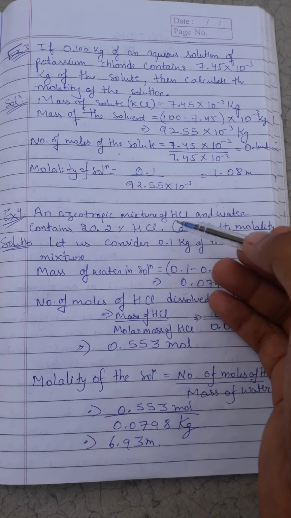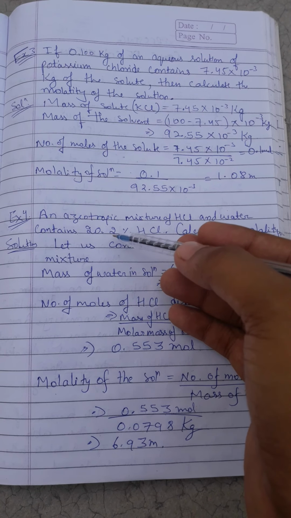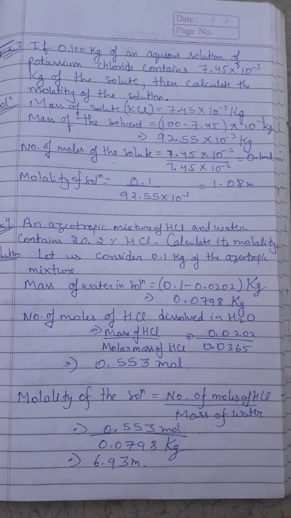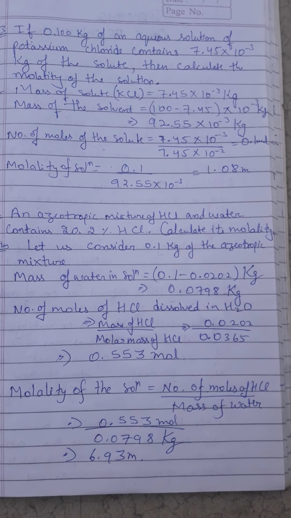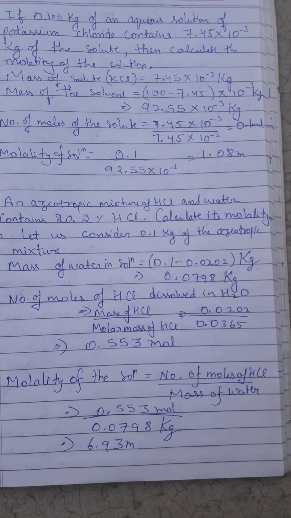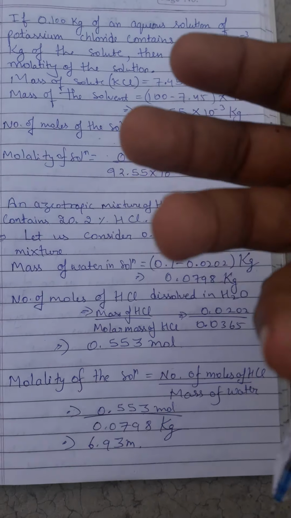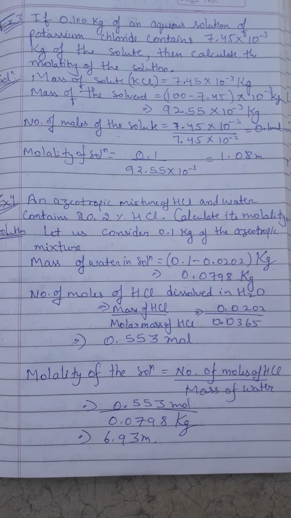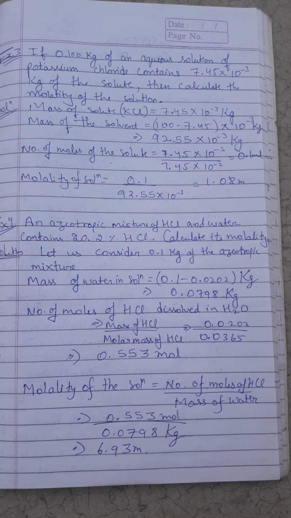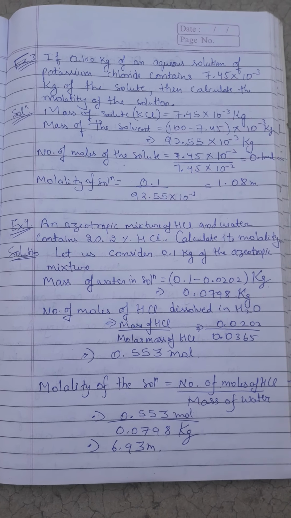An azeotropic mixture of HCl and water contains 20.2% HCl. Calculate its molality. So let me explain you one thing, that azeotropes are called constant boiling mixtures. Since these mixtures boil at constant temperature, the vapors coming out of the azeotropic mixture have the same composition as the liquid. So we can also say that they cannot be separated into pure components by fractional distillation.